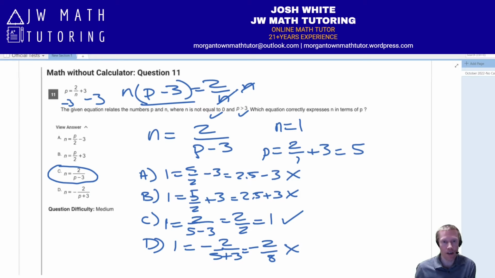Pick a number for n, plug that in, get the corresponding value for p, and then plug those values into your answer choices and see which equation is true. And the reason I am able to identify to use picking numbers here is because the answer choices are formulas. That is one clue or one hint to know when you can use picking numbers.